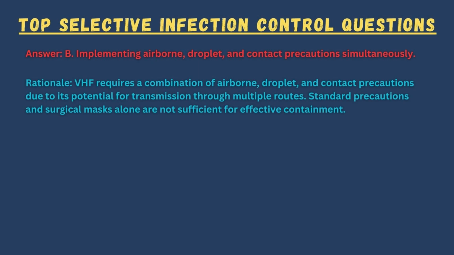Answer. B. Implementing airborne, droplet, and contact precautions simultaneously. Rationale. VHF requires a combination of airborne, droplet, and contact precautions due to its potential for transmission through multiple routes. Standard precautions and surgical masks alone are not sufficient for effective containment.